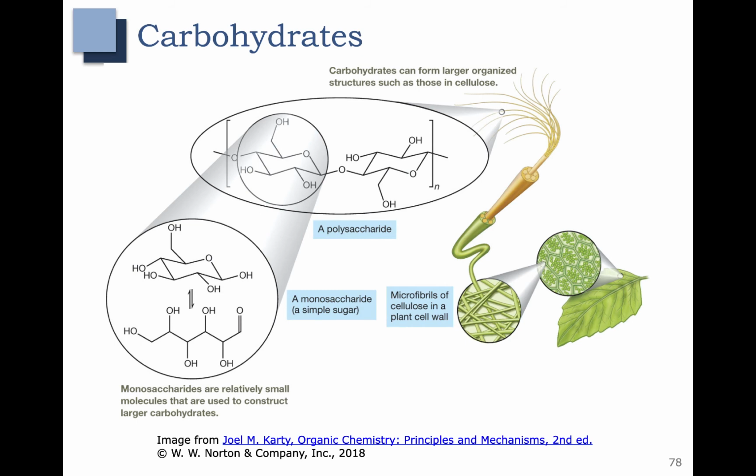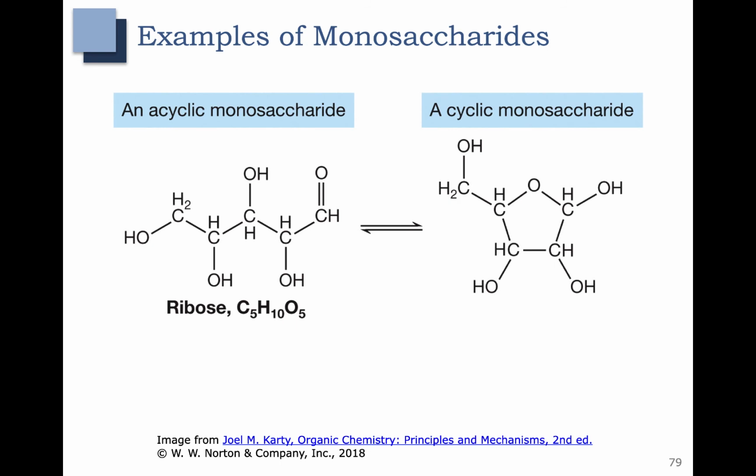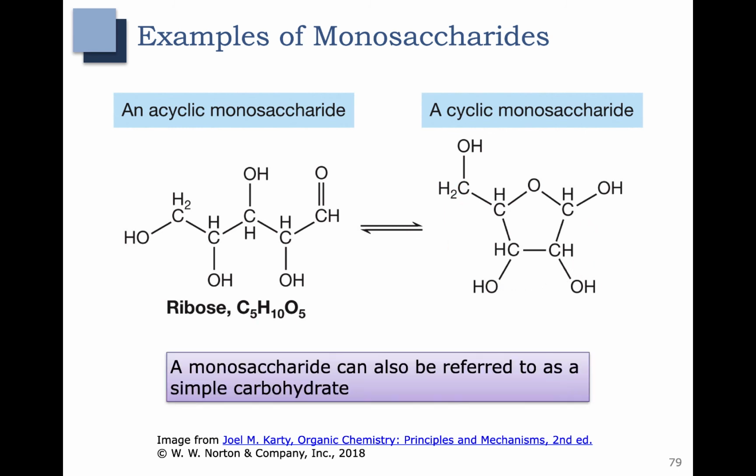This particular example of a polysaccharide is cellulose, which is used in plant cell walls. Just to give you a little bit more of an example of what saccharides look like, you can see a monosaccharide shown here on the left. Acyclic means that it is in its open chain form, and it can cyclize to form, in this case, a 5-membered ring. A monosaccharide in either the cyclic or acyclic form can be referred to as a simple carbohydrate or a simple sugar. And these are going to convert back and forth. We'll learn more about that in a future lecture.